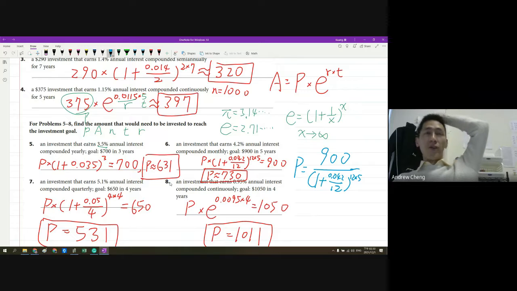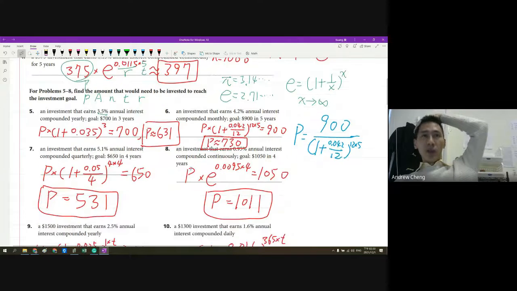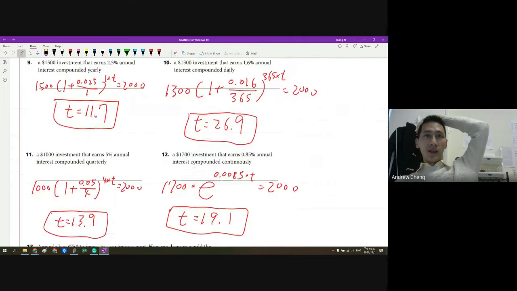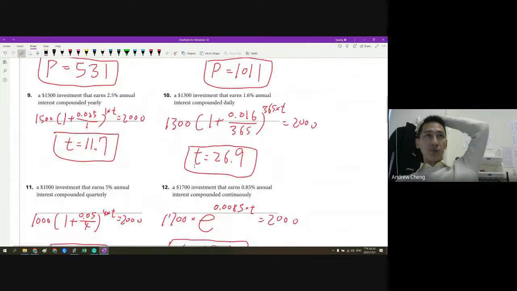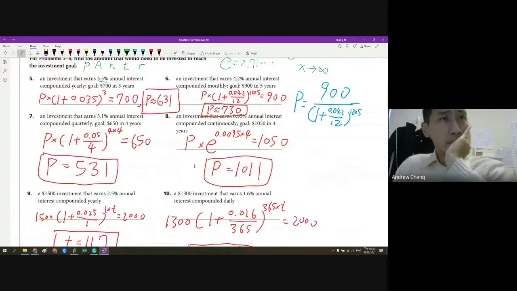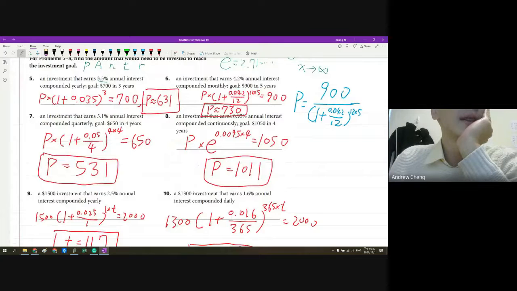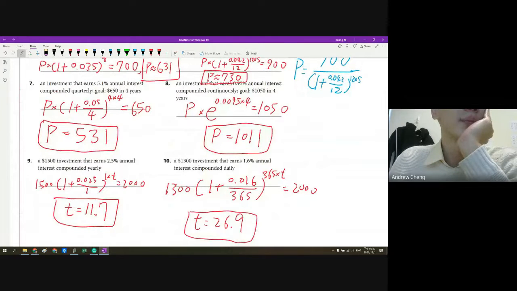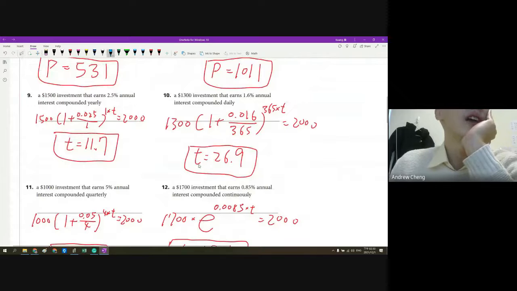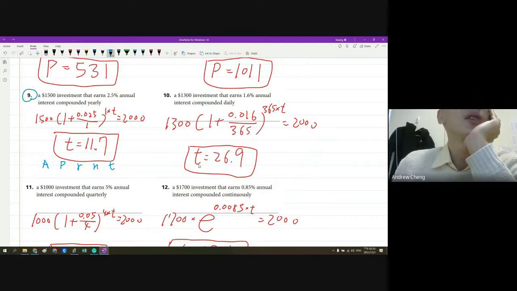That's for question 5 to 8. And we are getting more and more difficult. For question 9, again, we have 5 variables, A, P, R, n and T. Question 9 to 10 is much more difficult.